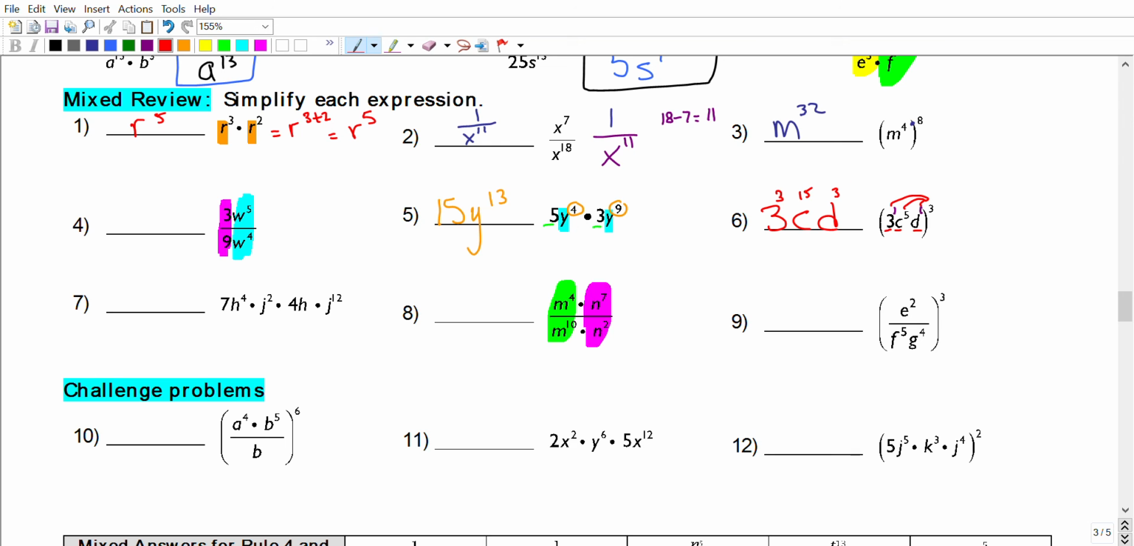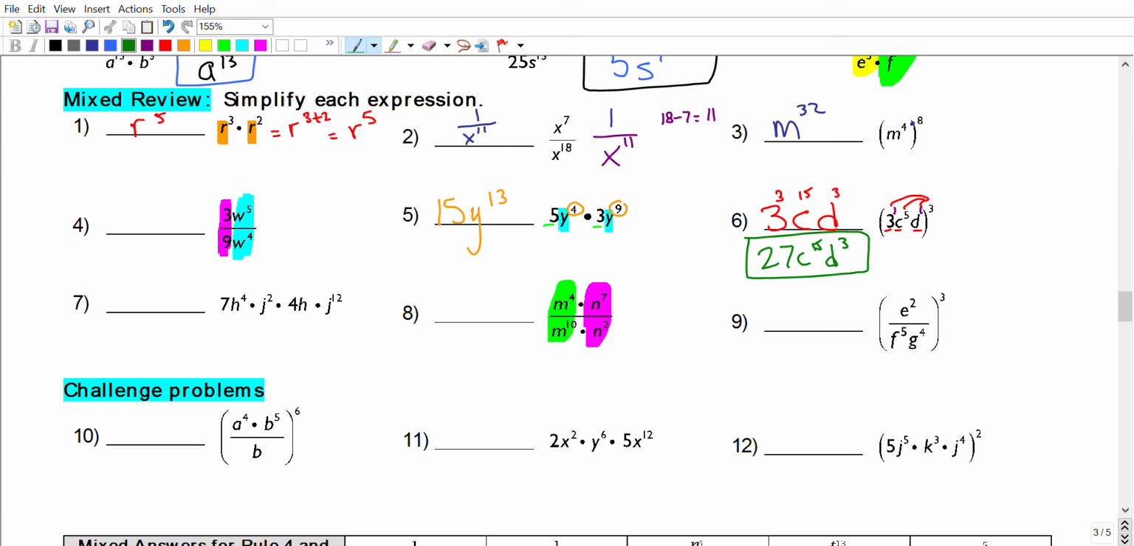Now, again, a teacher might tell you, well, that 3 to the 3 is what? So actually multiply it out, guys. Type it in your calculator as 3 to the 3rd power, or just type in 3 times 3 times 3, and you should end up with 27 c to the 15th d to the 3rd, and that is your final answer. Okay. All right.